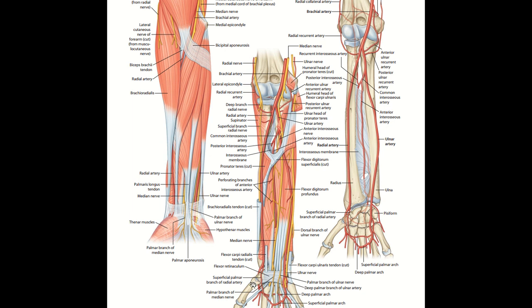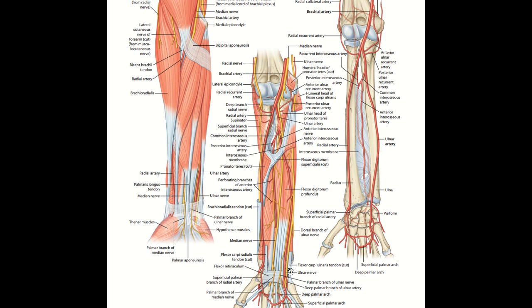In the dorsum of the hand, it's actually going to continue as the deep palmar arc. So the superficial palmar arc is from the ulnar artery, the deep palmar arc is from the radial artery. It's actually very important that we have 3 pulsation sites here.